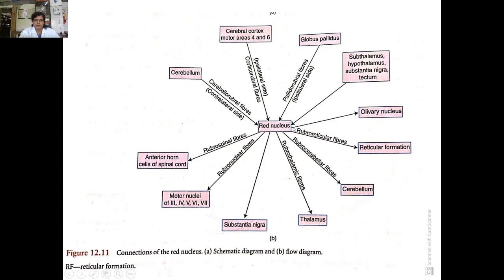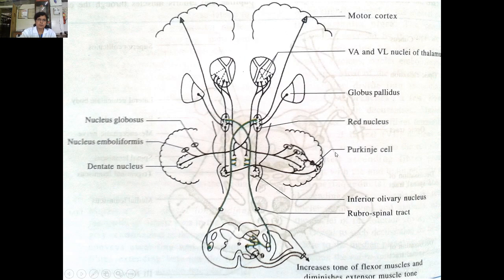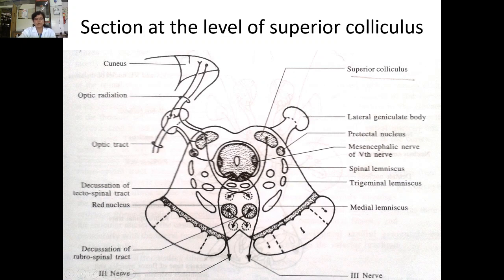Efferents of this red nucleus mainly go to the spinal cord, that is the anterior horn cells of the spinal cord, through the rubrospinal fibers, then rubronuclear, that is the various cranial nerve nuclei, then to the substantia nigra, then some fibers go to the thalamus, that is the rubrothalamic fibers, then some fibers go to the cerebellum, that is the rubrocerebellar, and other efferents are to the olivary nucleus and to the reticular formation. So this is about connections of red nucleus.